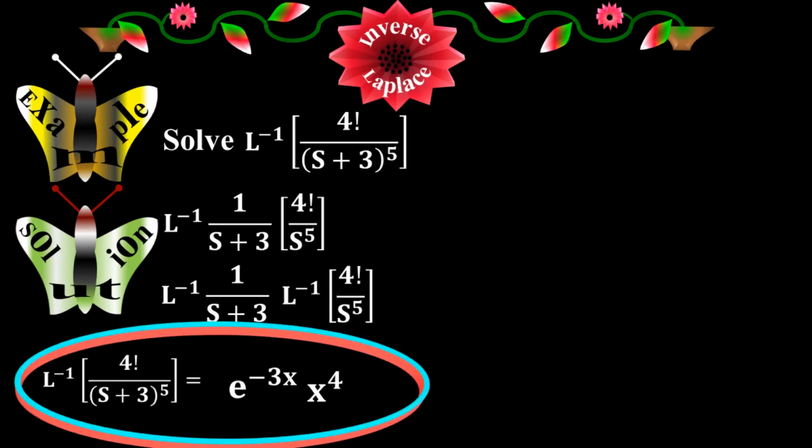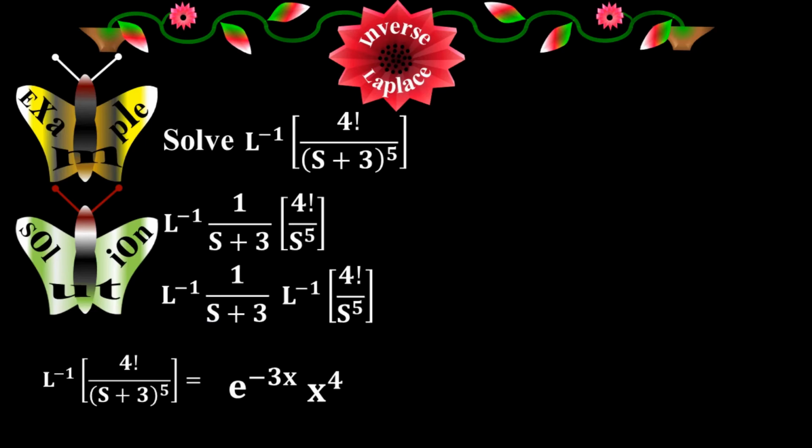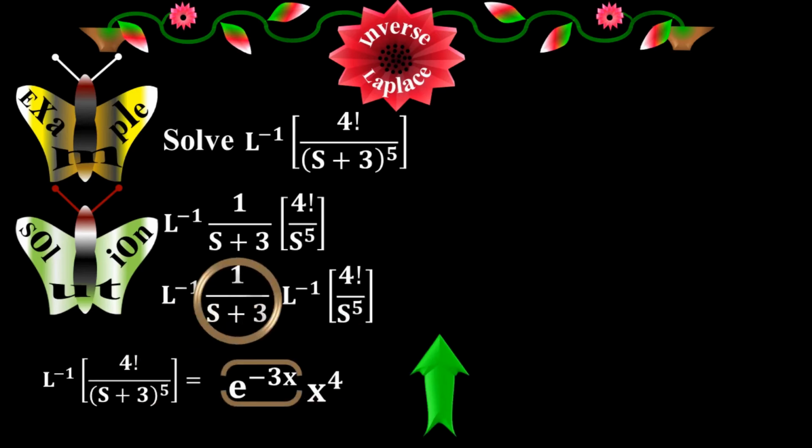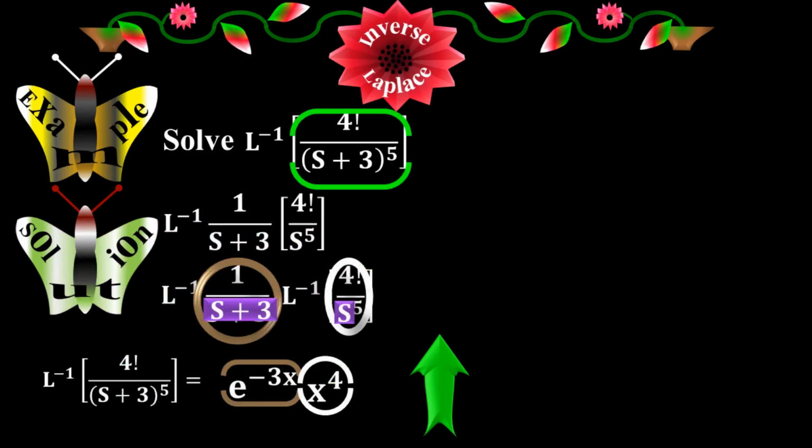Inverse Laplace of 4 factorial over (s plus 3) to the 5 equals e to the minus 3x times x to the 4. But if you want to prove whether my answer is correct or not, let me take their Laplace. So I will go back. Laplace of e to the minus 3x equals 1 over s plus 3, and Laplace of x to the 4 equals 4 factorial over s to the 5. Put s plus 3 in s to get 4 factorial over (s plus 3) to the 5. Therefore, my answer e to the minus 3x times x to the 4 is correct here.